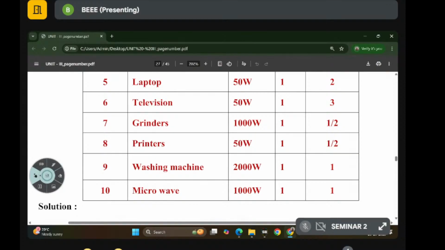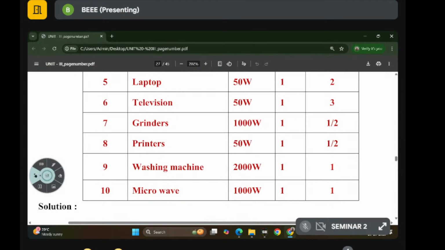Okay? 20 minutes, 15 minutes. 60 minutes is equal to 1 hour. 15 minutes is equal to x. 60x is equal to 15. x is equal to 15 by 60. Like that you will get. Okay. And what is the formula for conversion of wattage into kilowatt?